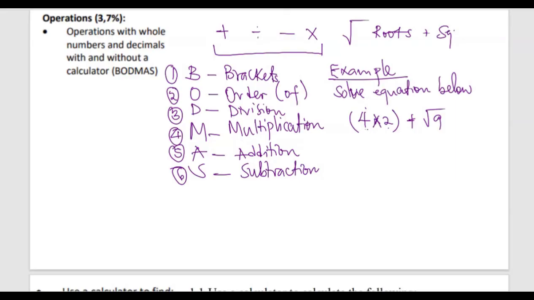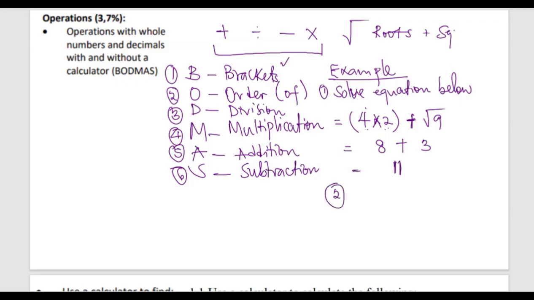So what is inside the brackets? The brackets tell us to multiply 4 times 2, which becomes what? 8 plus. So the brackets are gone. Order, the square root. Do I have any other calculation? All right. If I had fractions, I would have solved the fractions before I continue. So here it says order square root of 9, which is what? 3. So my final answer becomes 11. Right? This is example 1.